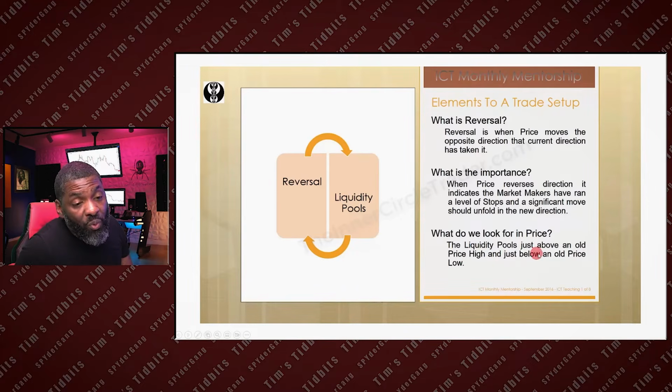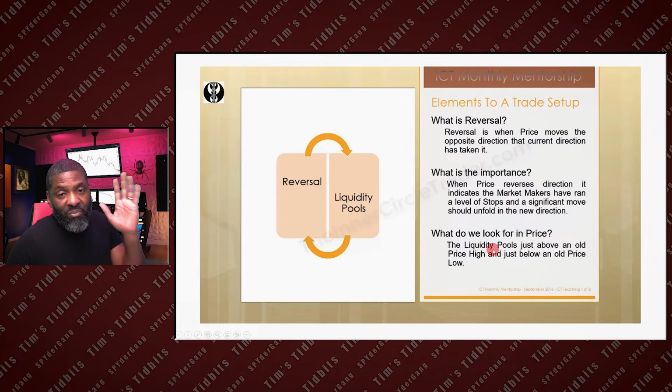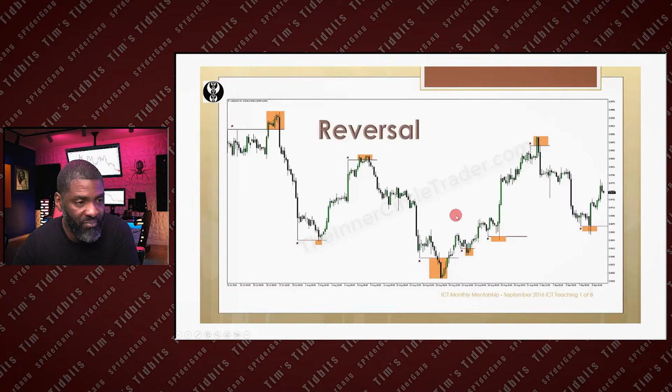The liquidity pool just above an old price high and just below an old price low. So you look for swing lows and swing highs, significant swing lows and swing highs. It's resting below every one, but it just depends on the time frame you're looking at. So when you get to swing lows and swing highs and it soaks up enough liquidity, it'll give you a reversal. Let's look at it in price action.